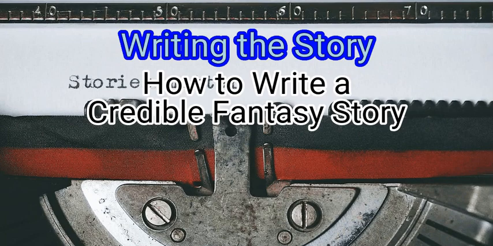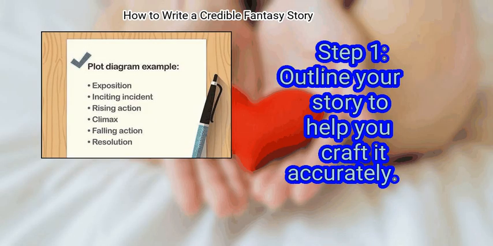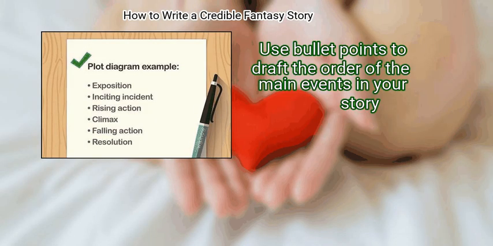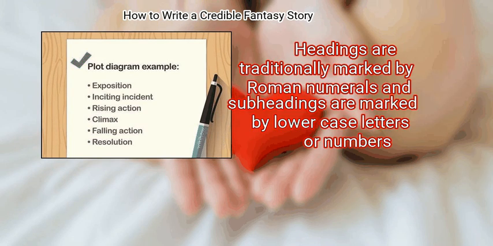Method 4. Writing the story. First is outline your story to help you craft it accurately. Use bullet points to draft the order of the main events in your story. Headings are traditionally marked by Roman numerals and subheadings are marked by lowercase letters or numbers.